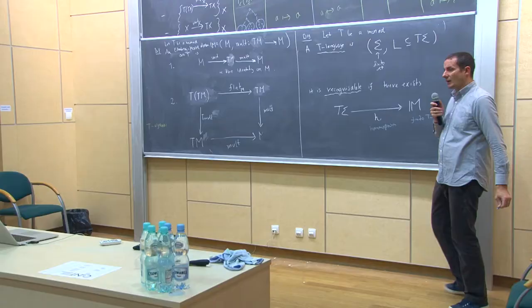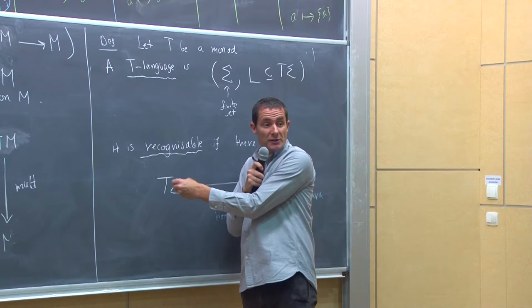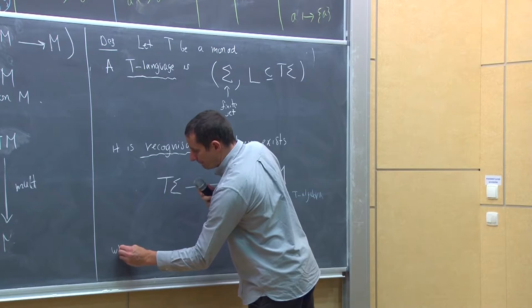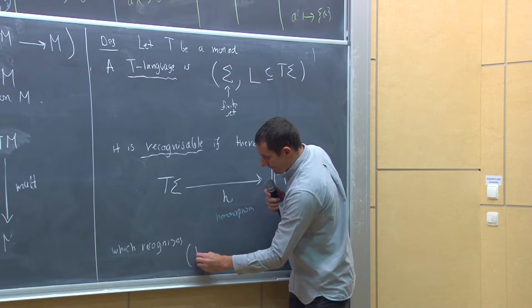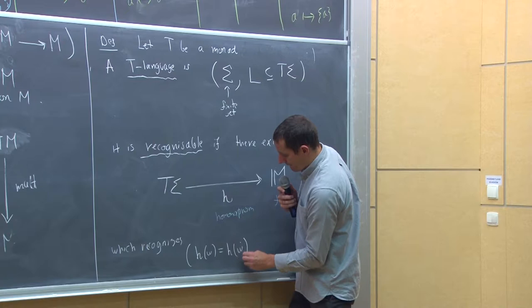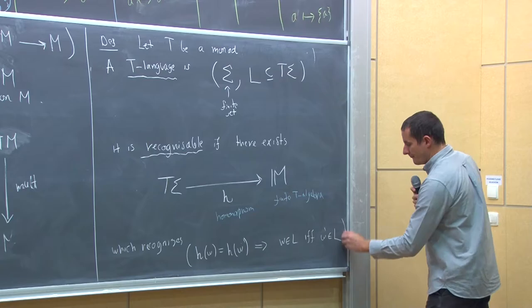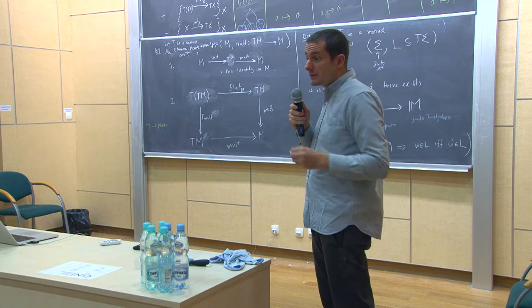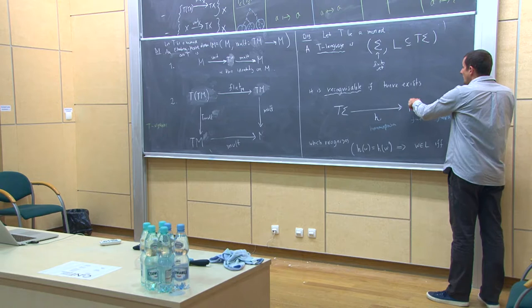Technically speaking, in order to have a homomorphism, both the input and output should be algebras. But if you remember, one of the axioms of a monad was that this is an algebra. Okay, so which you can write. And which recognizes it in the obvious sense. Recognizes meaning that if two words, in the generalized sense, have the same value under the homomorphism, then they're either both in or both out, which alternatively can be viewed as saying you can identify an accepting subset here, and that's the inverse image.